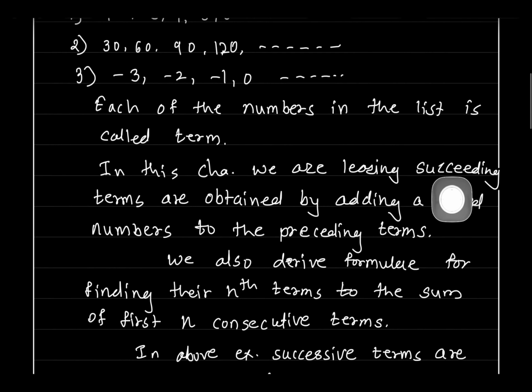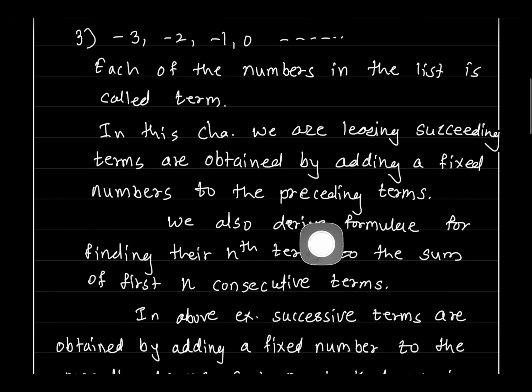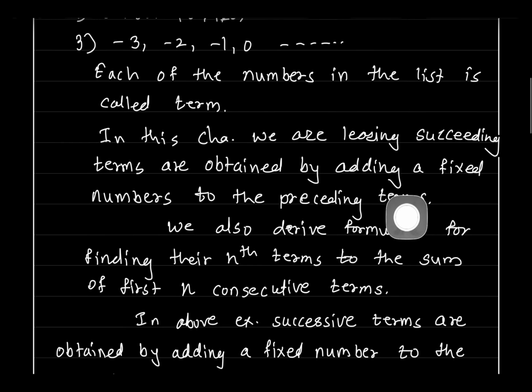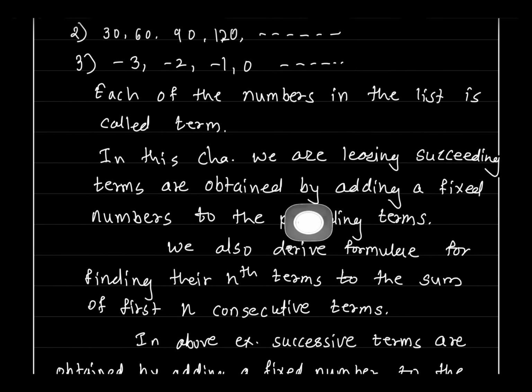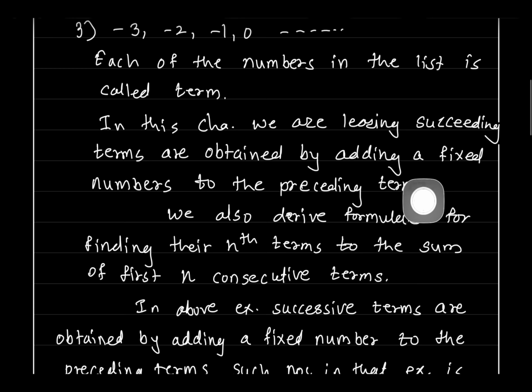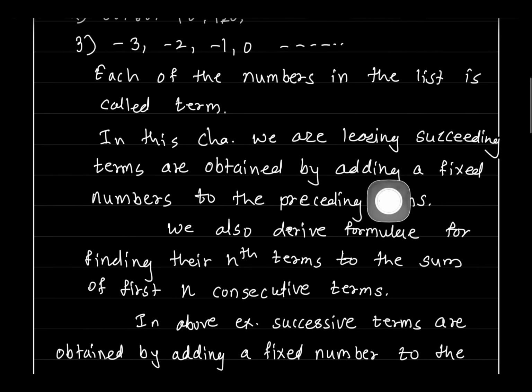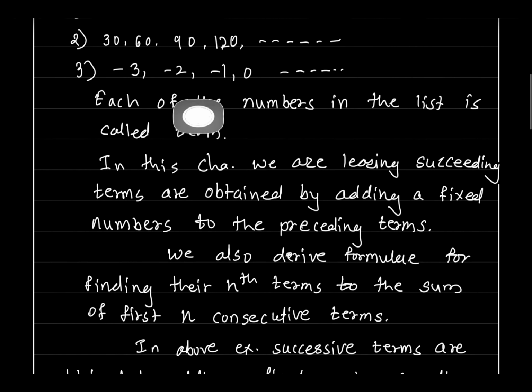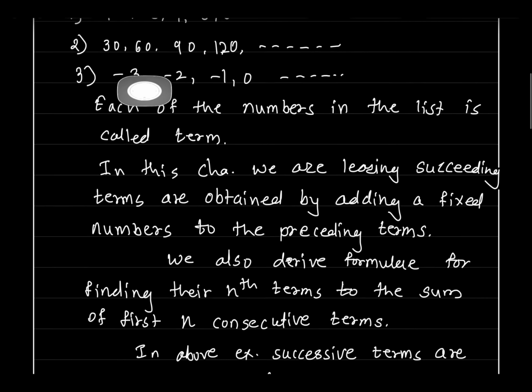In this chapter we are learning that succeeding terms are obtained by adding a fixed number to the preceding terms. Preceding terms means previous terms: you add to them and you get the succeeding term. Suppose here is minus 3, you add 1, so the preceding term is minus 3 and you get minus 2, which is the succeeding term.